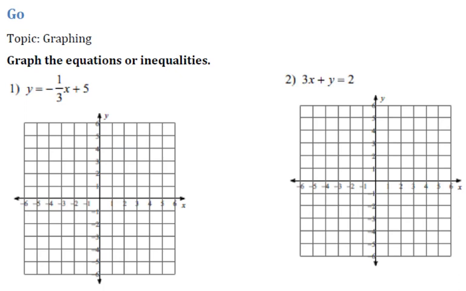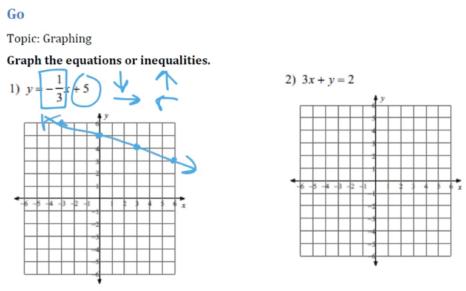Alright, now we're just graphing some equations, kind of a little review here. So y-intercept of 5, go up to 5 on our y-axis, slope of negative 1/3, so I'm going down and to the right. So down 1 to the right 3, 1, 2, 3, down 1 to the right 3. Or I can go the exact opposite, up and to the left. So up 1 to the left 3. There's my line, and we're good.